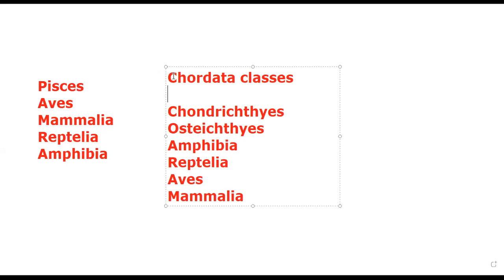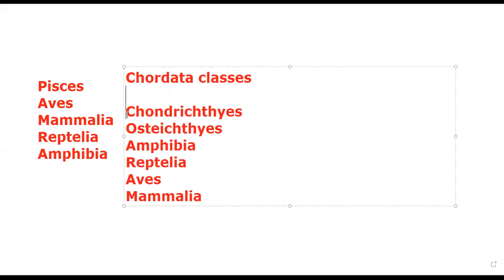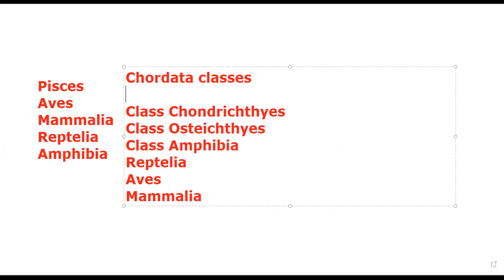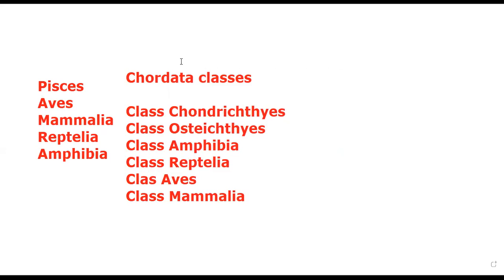Understood my question? Yes, sir. Right. This is class Chondrichthyes. This is class Osteichthyes. This is class Amphibia. This is class Reptilia. This is class Aves. And this is class, what is it? Mammalia.